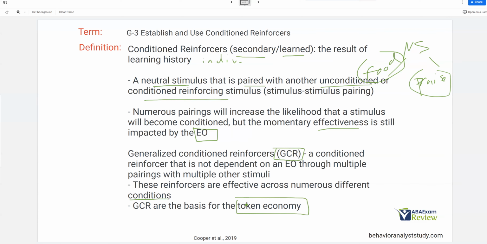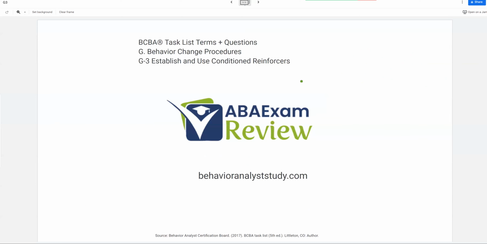You don't necessarily need any specific establishing operation for that value of the money to be high. If you're somewhere and somebody offers you $20 to do something, as long as it's reasonable, there's a high chance that you might take that offer, right? And so that's a generalized conditioned reinforcer where we've conditioned it so many different ways and so many different stimuli that it is just functional in so many different scenarios. That is conditioned reinforcement. And we don't want to overcomplicate it because it's not.